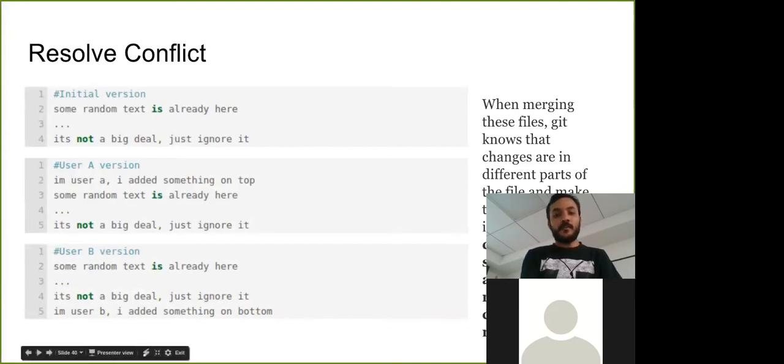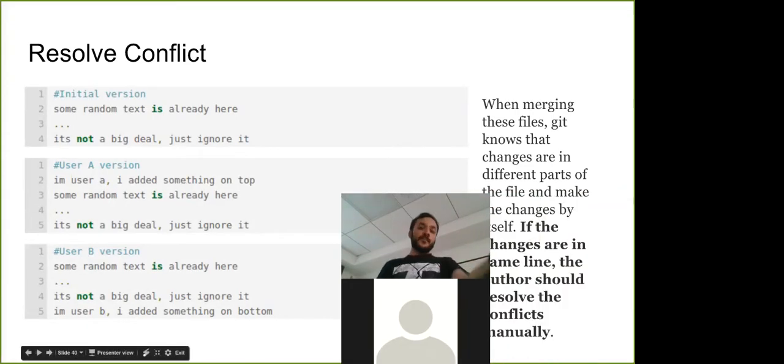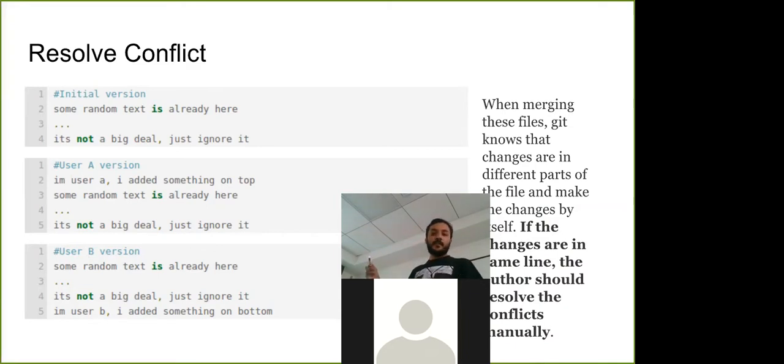Yeah, so this is the same. Actually, I made a mistake in my presentation. I was giving an example like first and second. When merging the files, Git knows that changes are in different parts of the file and makes the changes by itself. If the changes are on the same line, the author should resolve the conflict manually. So actually, the slide order was mixed up.